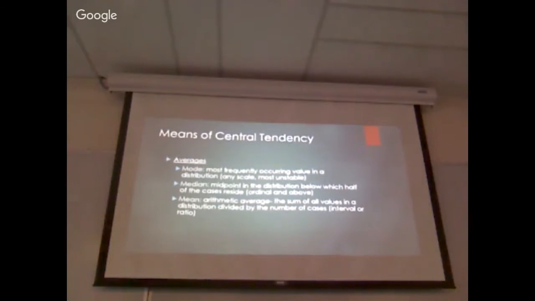Central tendency, a quick review here. Mode: the most frequently occurring value in a distribution. Perhaps the most unstable, it can shift depending on what your sample looks like. The median is the one that's not going to shift. It's going to occur at the same place every time.